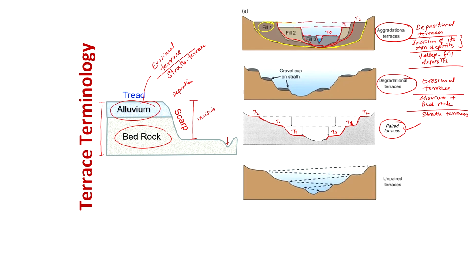In the case of unpaired terraces, you will not be able to observe the same elevated erosional scarp on either side of the channel. So you don't have the same terraces on either side. Mostly if the terraces are formed because of tectonics, not always, but sometimes we come across that paired terraces are a clear indicator of tectonic activity.